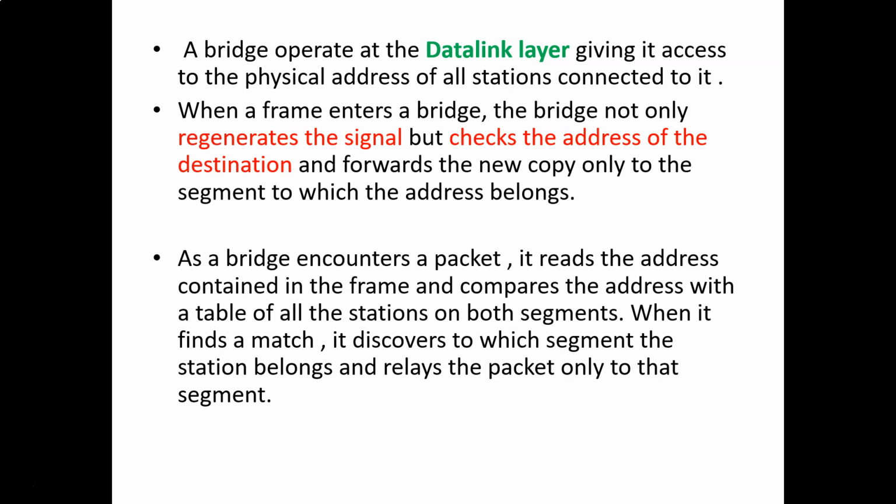Since it is able to access the data link layer, it will have access to the physical address, and it also has a function at the physical layer, right? So it can regenerate the signal. There are 2 main functions. It will regenerate the signal as a repeater, and it will check the address of the destination since it has access to the physical address. The other function is to filter the traffic.